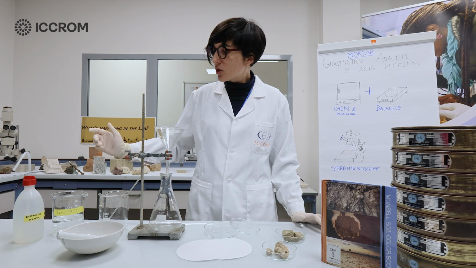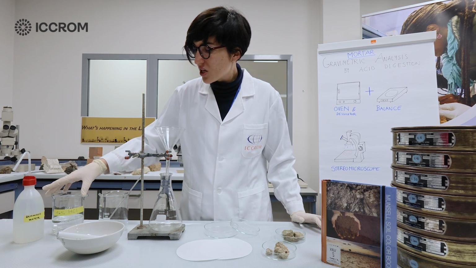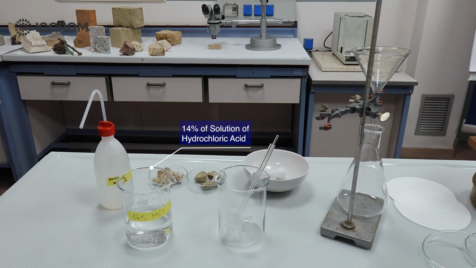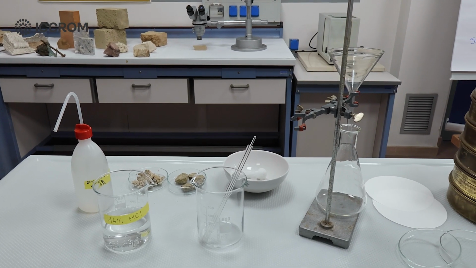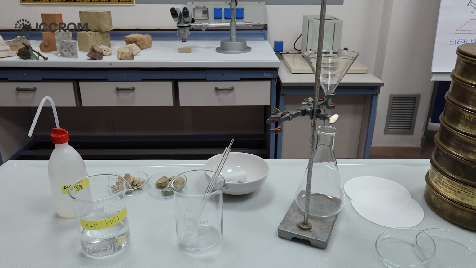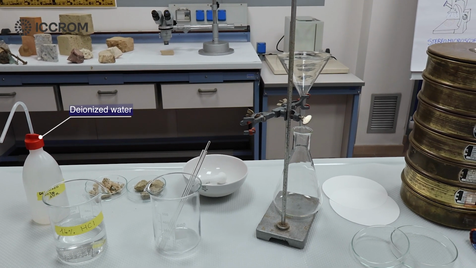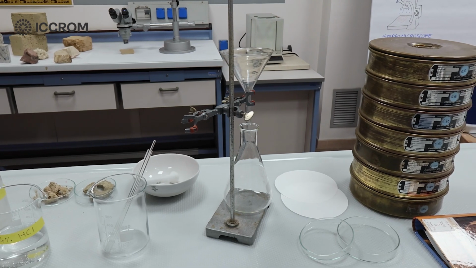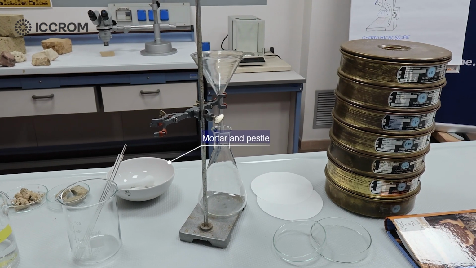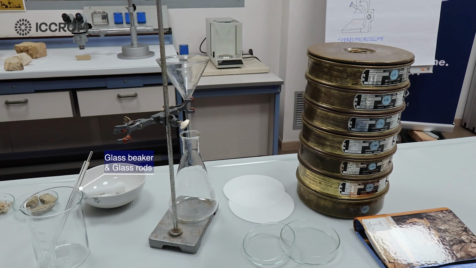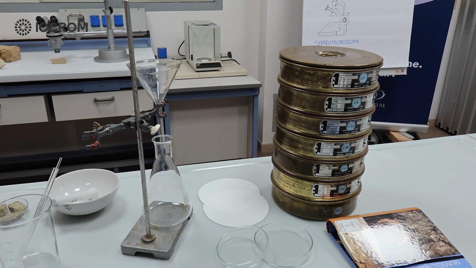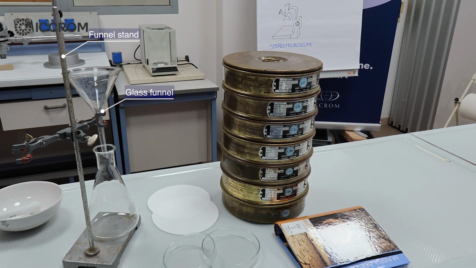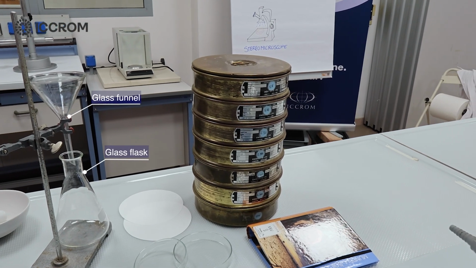Let's now take a look. You're going to need your reagent, a solution of 14% hydrochloric acid, of approximate quantity 250 milliliters. You're going to need your deionized water. Once you start working with your sample, you're going to need a mortar and pestle to powder your sample. You're going to need glass beakers and glass rods. Then for your filtration, you're going to need a funnel stand, a glass funnel and a flask, and filter paper.